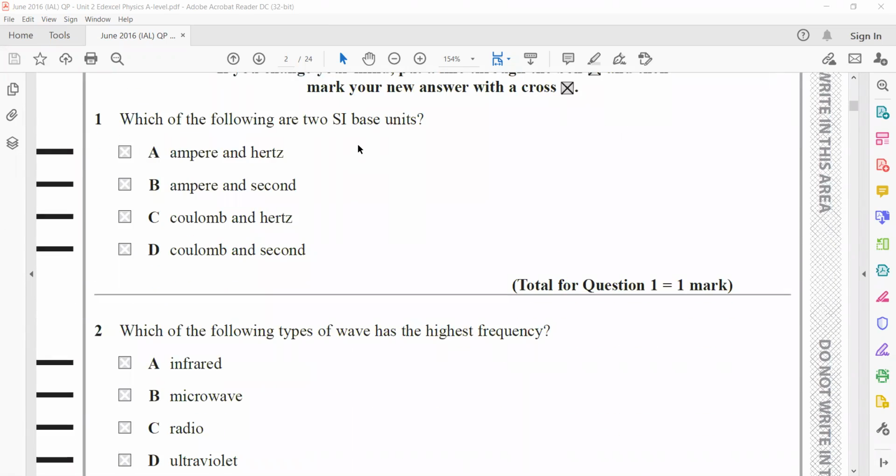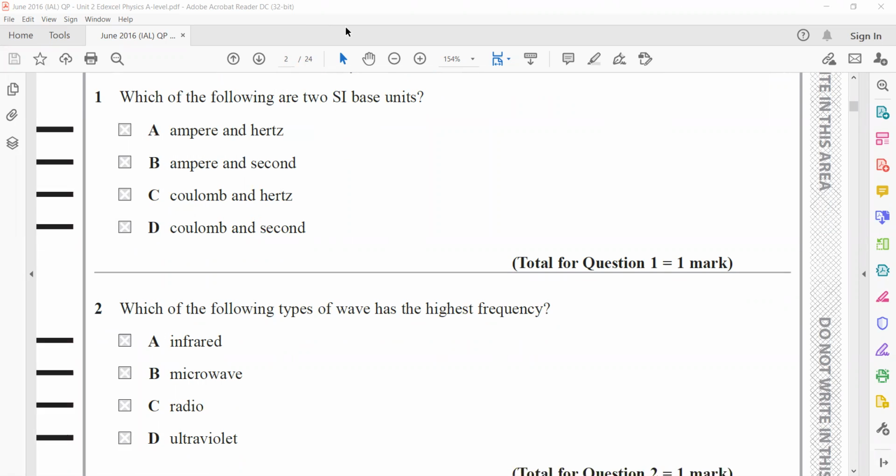In the first question, which of the following are two SI base units? Ampere is there, but hertz is a derived unit. Ampere is there, and second, both are base units. So B is the right answer. Coulomb and hertz both are derived units. Coulomb is a derived unit, but second is a base unit. So B is the right answer.